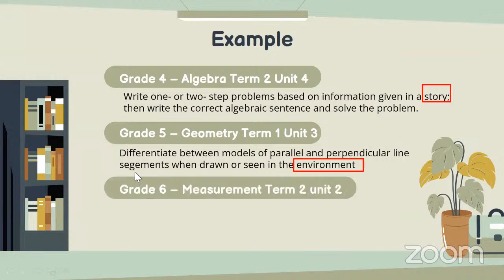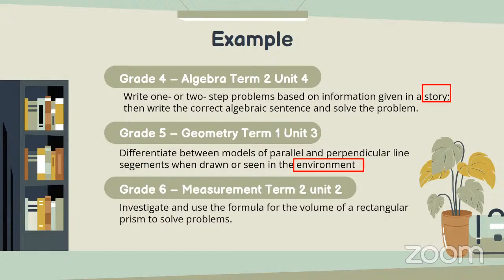Another example taken now from grade 6, Measurement Term 2, Unit 2. And this one states to investigate and use the formula for the volume of a rectangular prism to solve problems. And it's basically saying to us right there in the final line to solve problems. The objective is not saying to you, go and find the volume of a solid. It is saying to you, you are given a contextualized situation and you should utilize volume in the context. The objectives will beg of you to do certain things.